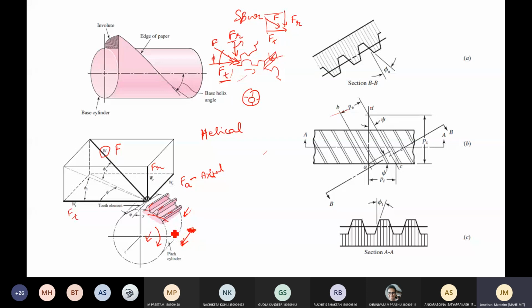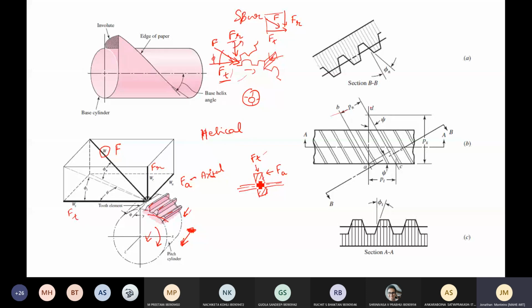You have Ft. Ft is acting like this. That component we have proven, and there is a component called Fr. So this is Ft, Fa. Fr is perpendicular to the plane of which I am drawing. So Fa is trying to push the gear towards one side, trying to push the gear itself on the shaft, or if the gear is directly fastened or welded to the shaft itself, it is trying to be pushed by this force Fa. Then how to counteract that force?